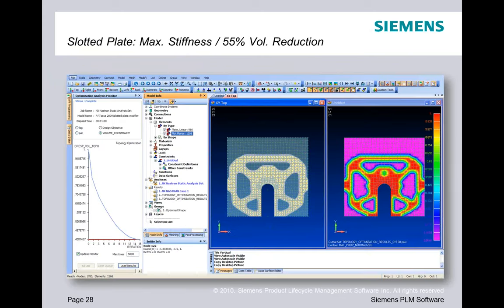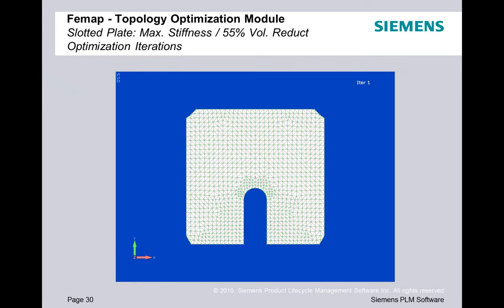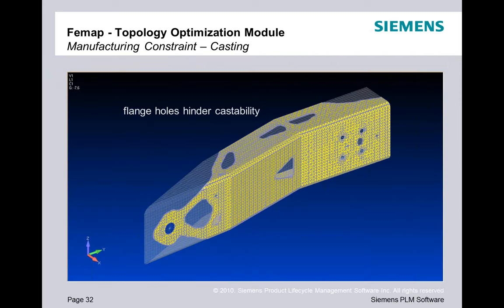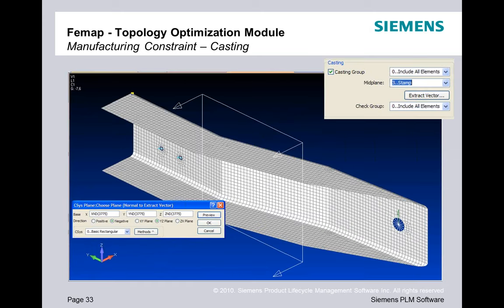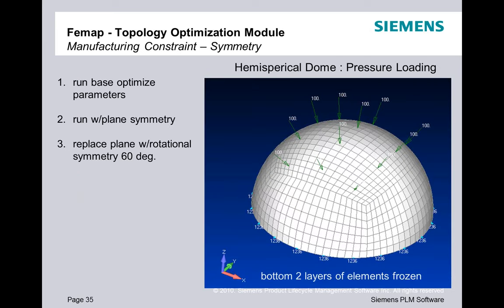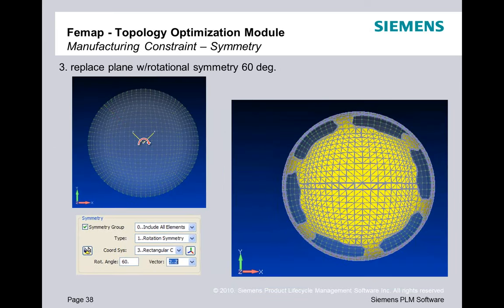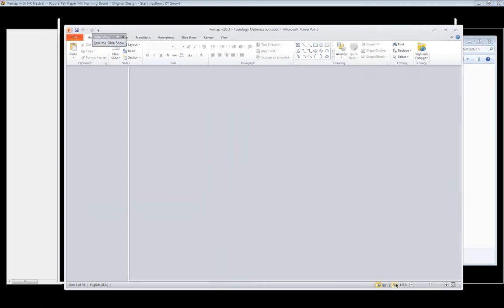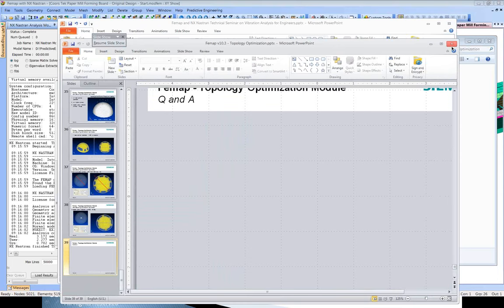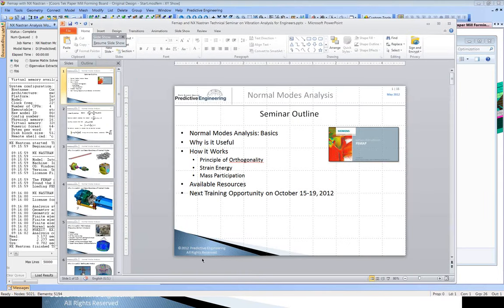You know, you take a plate, carve it out, you get a cool design. And, you know, freeze elements around a hole. This is a casting, carve away. And it'll do solids, except in the demo, I think they just use plates because they can actually build these models and run them in their lifetime, and symmetry. And you can do it for stress and vibe. So if that's of any interest to you guys, give us a buzz on that.